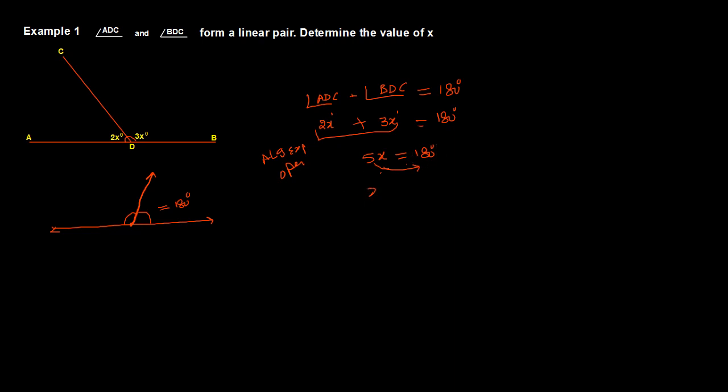So x equals to, if you don't know transposing, go back to one of the videos that I uploaded, and then you should be able to find out the transposing technique. So x equals 180 divided by 5. 5 1s are 5, 5 3s are 15, 5 6s are 30. So x is equal to 36 degrees.